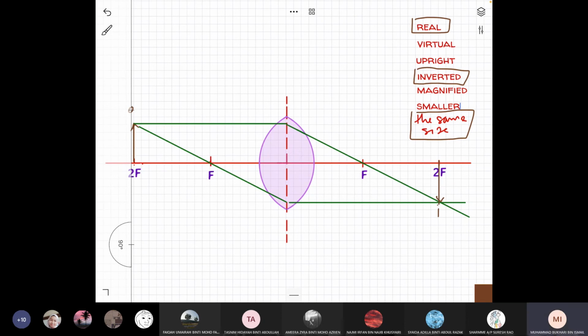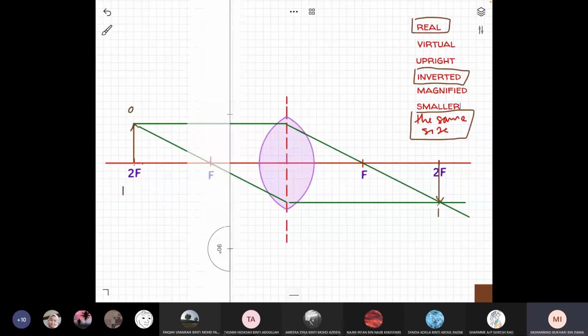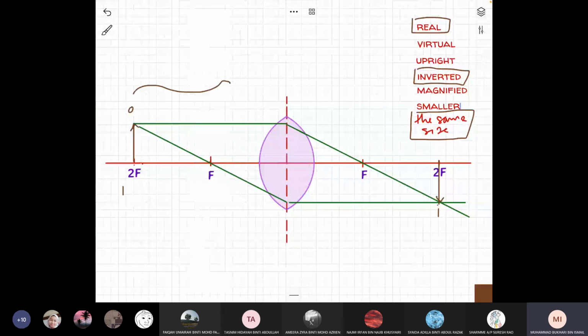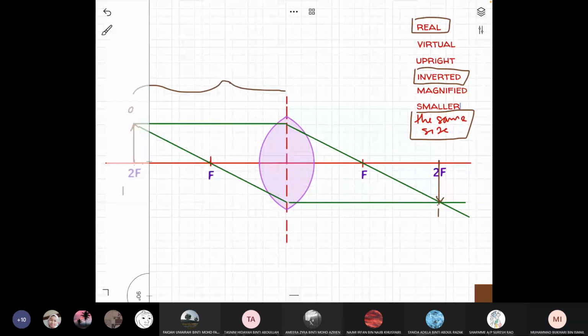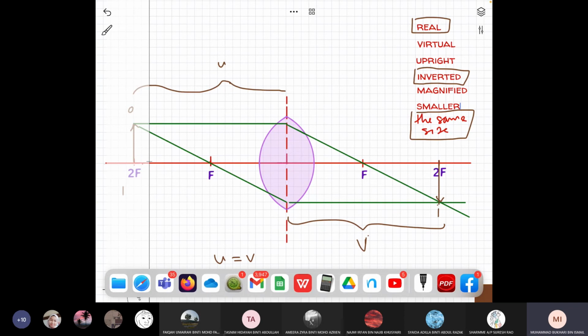Here is the object distance U, and here is the image distance V. So in this case, U is equal to V. Actually, this is the third case. Do you have any question?